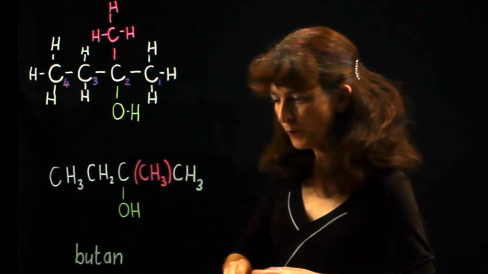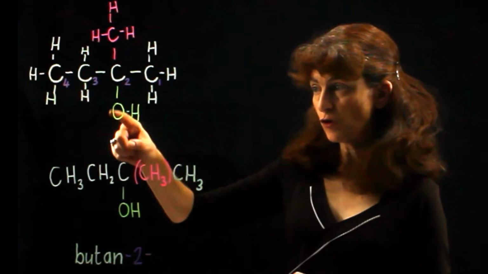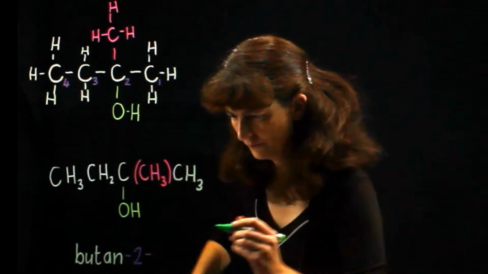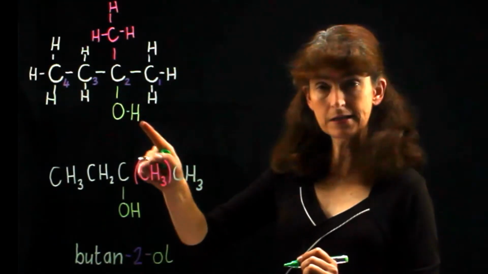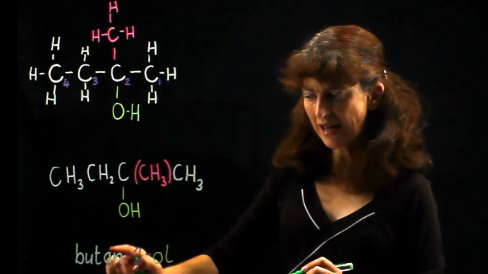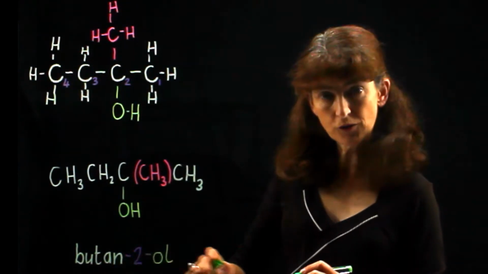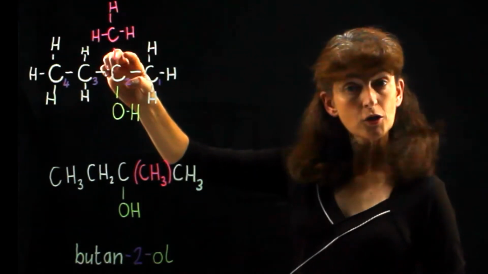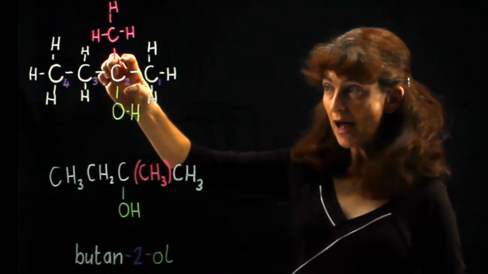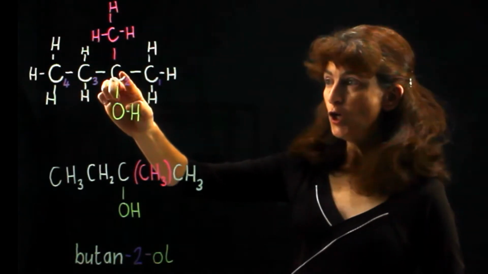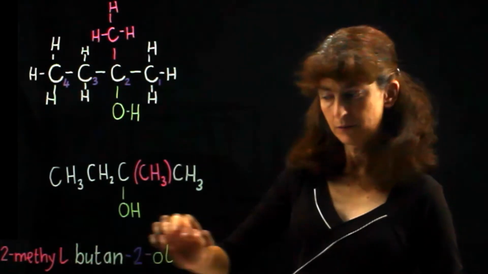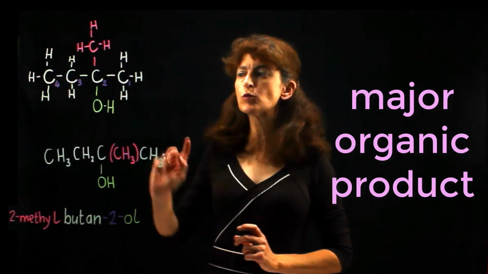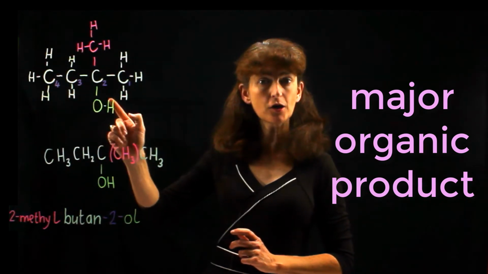Butan for the 4 carbons, 2 because the hydroxyl group is attached to carbon 2, ol because it's an alcohol. Make sure that you put that an in. Make sure that you put those hyphens in. That's not finished yet because we also have this methyl group. To which carbon is the methyl group attached? Carbon 2. 2-methylbutan-2-ol.